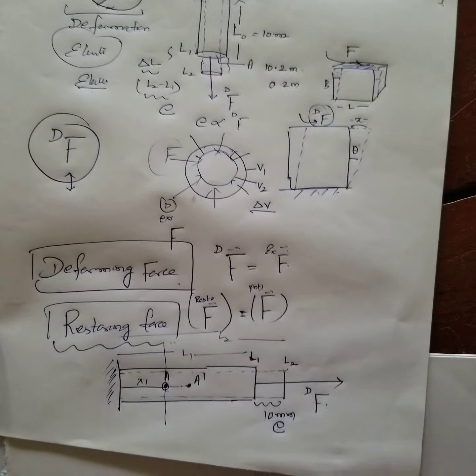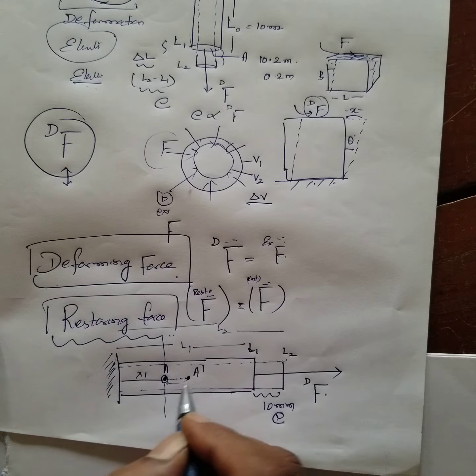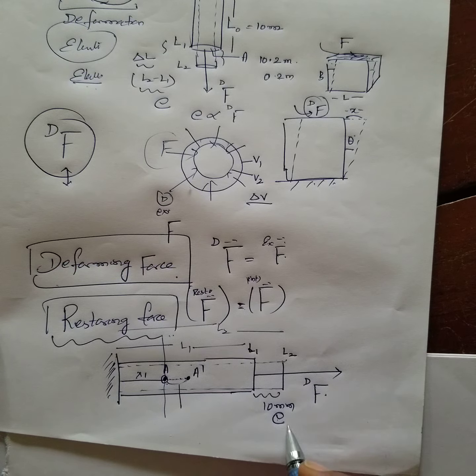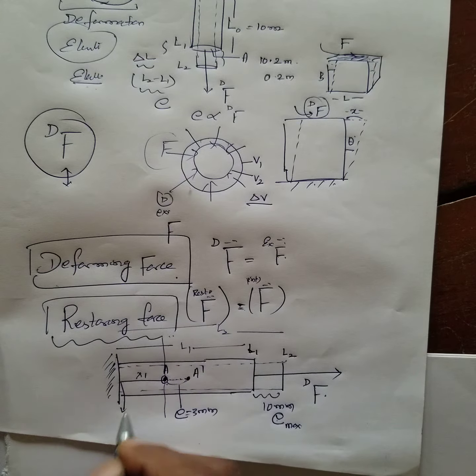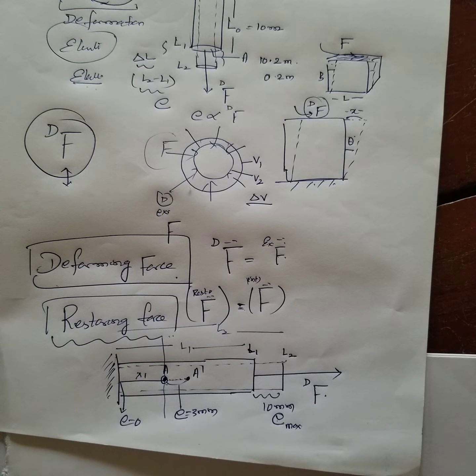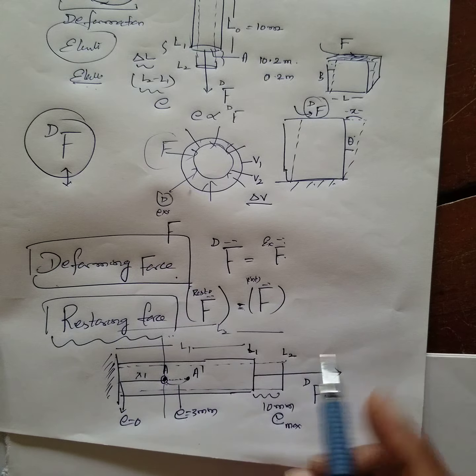What is extension? 10 millimeter. What about this extension? This is the maximum extension. What about the extension here? Extension is equal to 0. Therefore, there is an extension. When you remove this force, it will come back to the original position. Can you follow? Therefore, what is internal force?